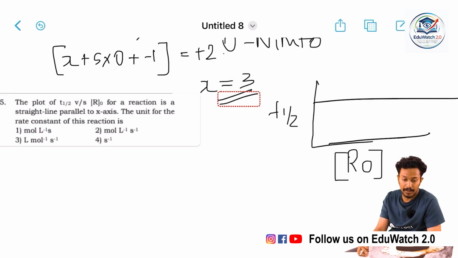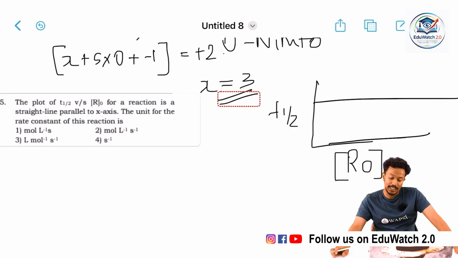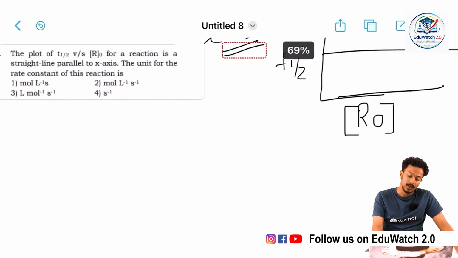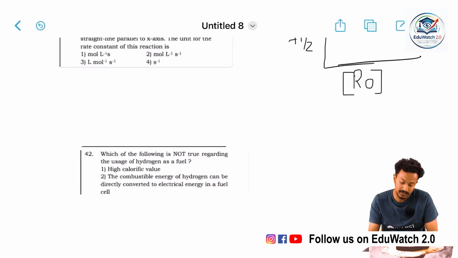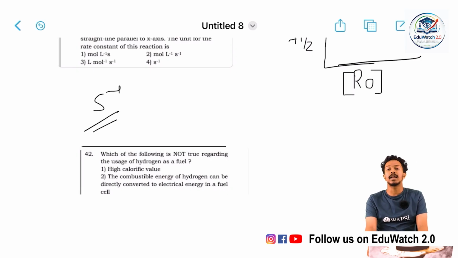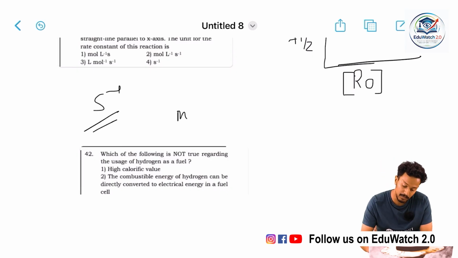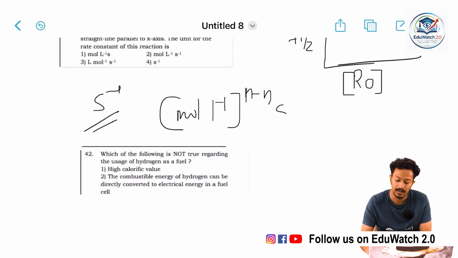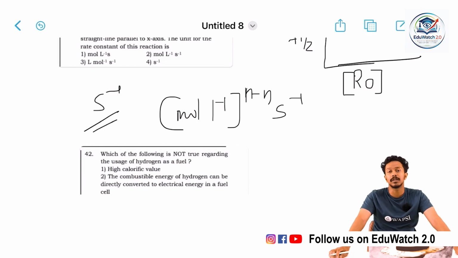In order to determine the unit, we have to find out the order of this reaction. Here, T half is independent of the initial concentration, right? It does not depend on the initial concentration. So, this is a first order reaction. The unit of a first order reaction is always second inverse. We could find the unit of a reaction by this general formula, mole liter inverse to the power 1 minus n, second inverse, where n is the order of the reaction.